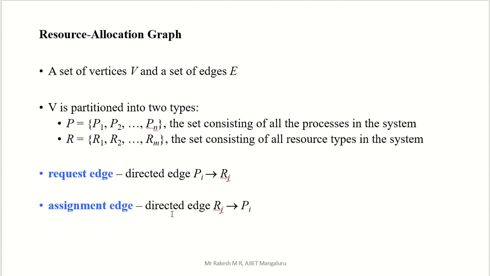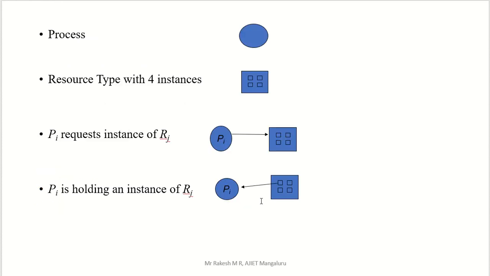Assignment means it is already allocated to that particular process. See here, Rj, here Pi. Rj is a resource that is already assigned to process Pi. So it is already allocated to Pi. This is allocated, this is requesting. These are the two very important things. You have to know the arrow marks. Here to here, P to R, this is a request. R to P, that is an assignment, already assigned.